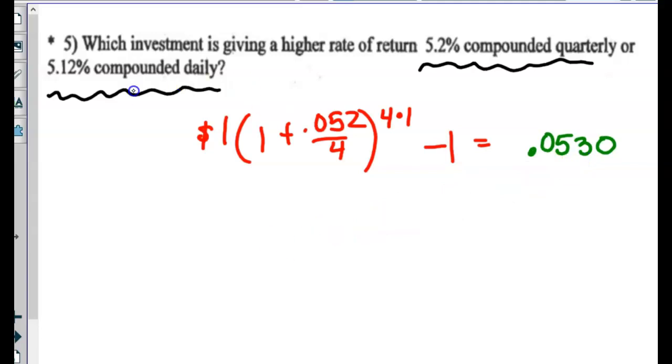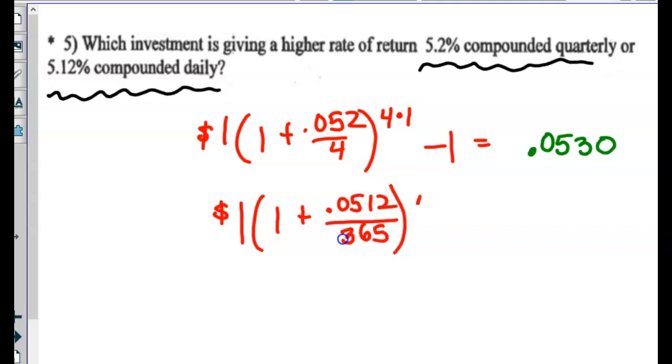Now, if we did the other one, compounded daily, again, I would think of it as putting $1 in. It's 0.0512. Daily would be divided by what, guys? 365. To the 365. If I let him have it for a year and then I took my dollar back, we'll see how much he made on this.